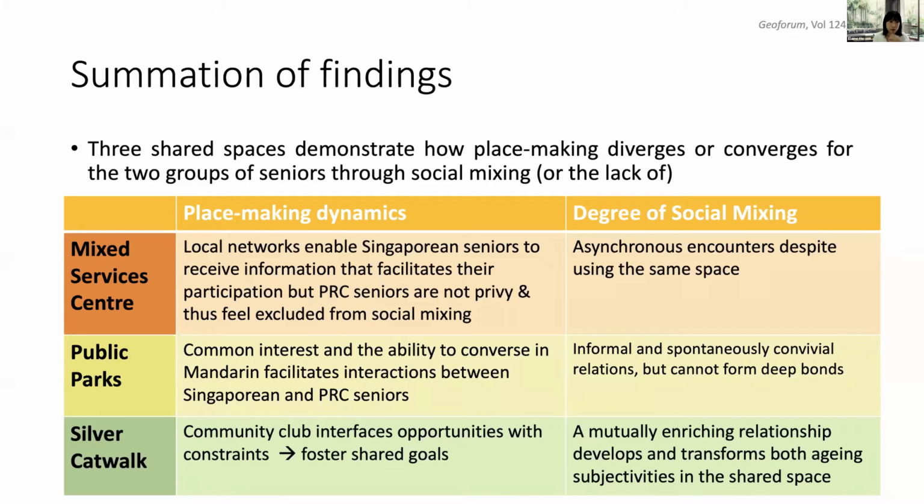So what we found is the mixed services space, there are certain placemaking dynamics, right? So the local networks enable the Singaporean seniors like Madam Rosma and Madam Loy to receive information that facilitates their participation. But the PRC seniors are excluded from these social networks and they face language difficulties. So they therefore feel excluded from social mixing. And we have described this as asynchronous encounters despite using the same space, being co-located.